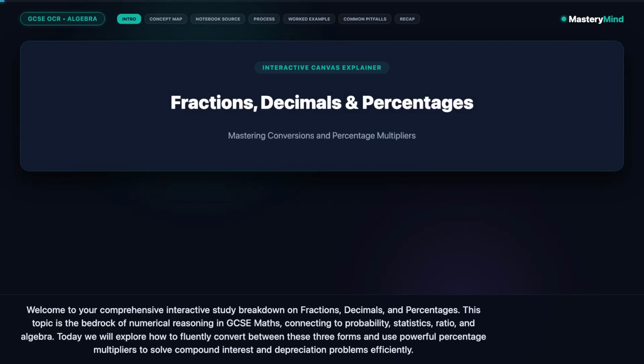Welcome to your comprehensive interactive study breakdown on fractions, decimals, and percentages. This topic is the bedrock of numerical reasoning in GCSE Maths, connecting to probability, statistics, ratio, and algebra. Today we will explore how to fluently convert between these three forms and use powerful percentage multipliers to solve compound interest and depreciation problems efficiently.